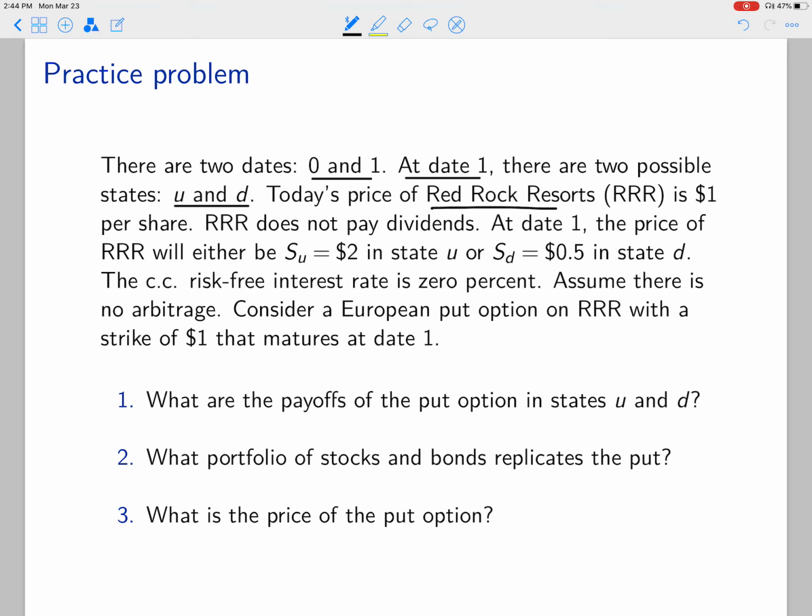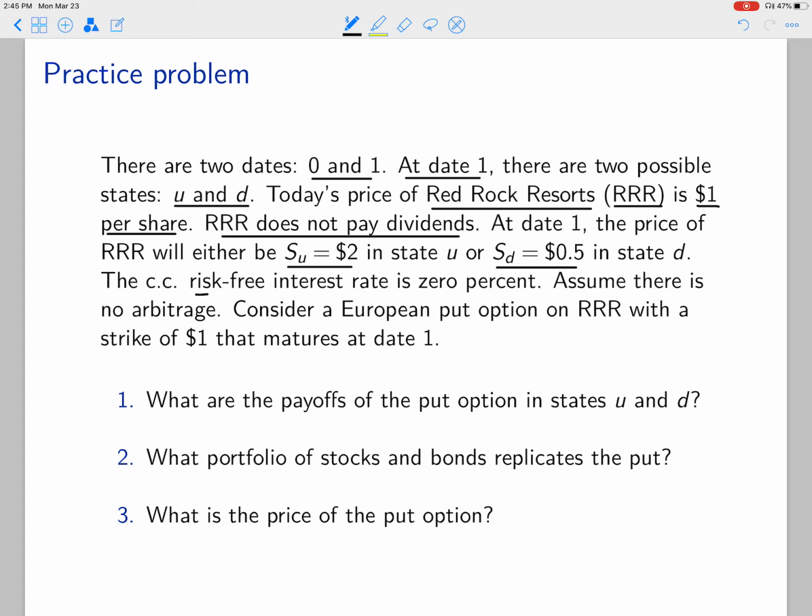Consider Red Rock Resorts from my hometown, Las Vegas. The price of Red Rock Resorts is $1 per share today. Red Rock Resorts does not pay dividends. At date 1, the price of Red Rock Resorts can be one of two values. It's going to be a random variable. When the economy is good, it's going to be $2, S sub U equals 2. And in the down state, when the economy is bad, the price of Red Rock Resorts is going to be S sub D, which is 50 cents.